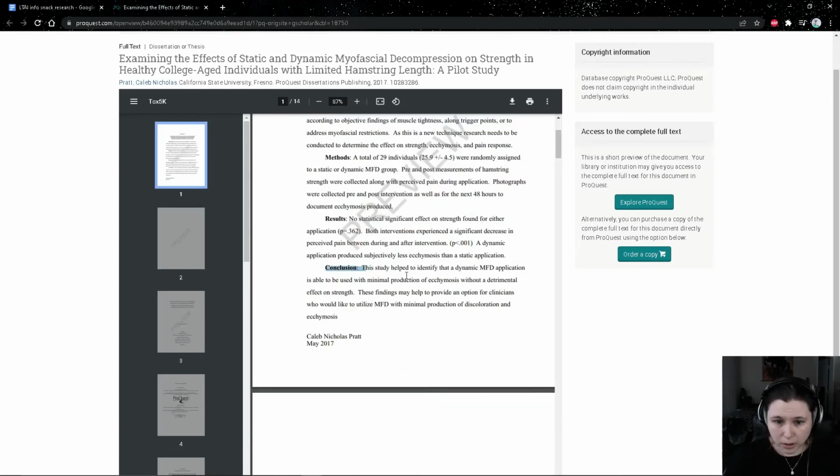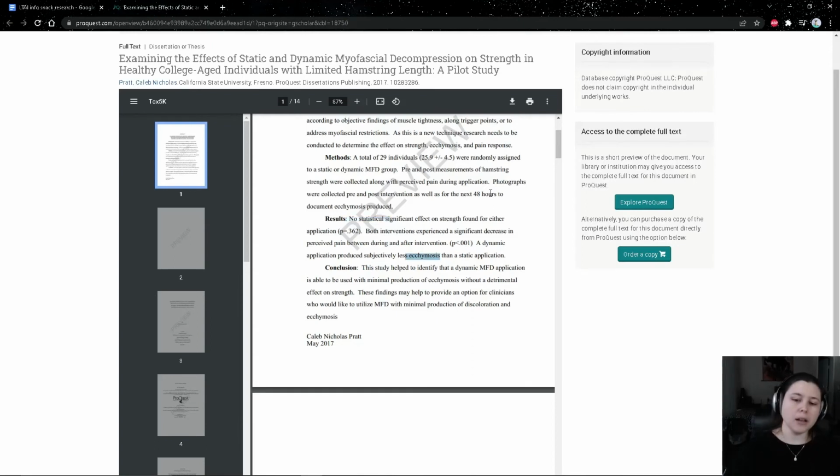Here's their conclusion, or the results. No statistically significant effect on strength found for either application. So if people were able to do a hamstring curl with 10 pounds of resistance before the treatment, they were able to maintain that 10-pound hamstring curl afterwards. They didn't lose the strength of the muscle, is what I take that to mean. Both interventions experienced a significant decrease in perceived pain between, during, and after intervention. A dynamic application produced subjectively less ecchymosis than a static application.